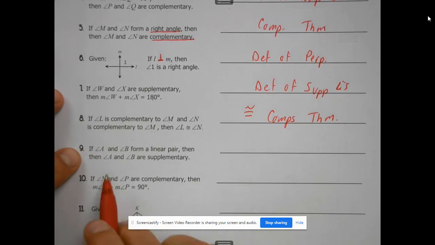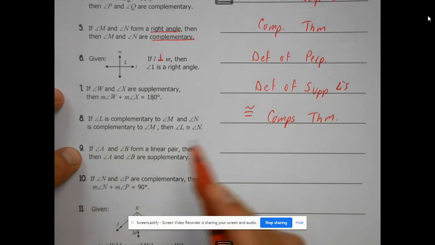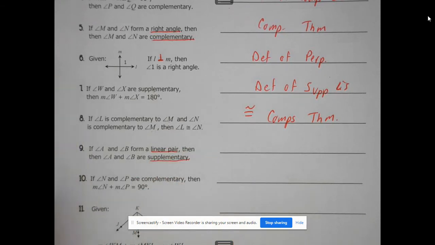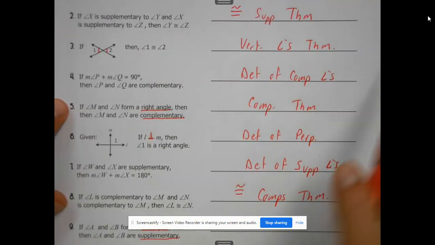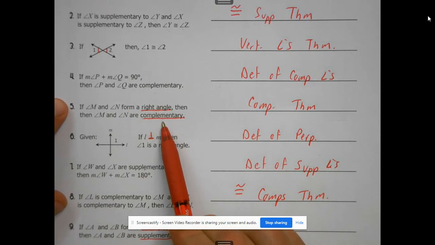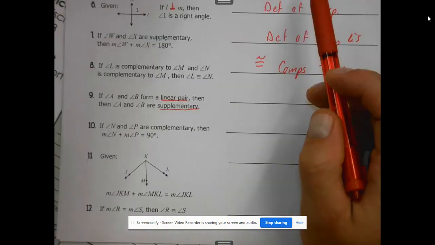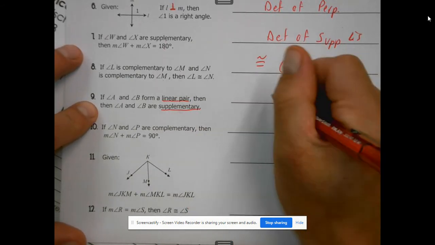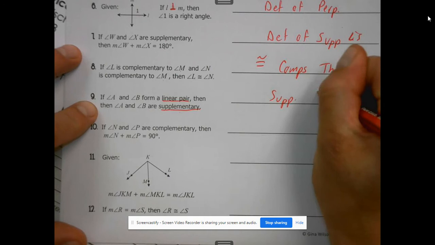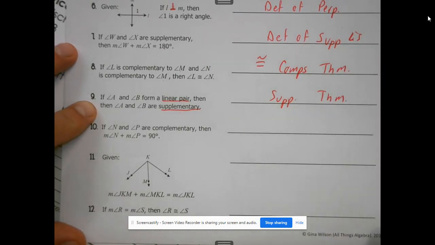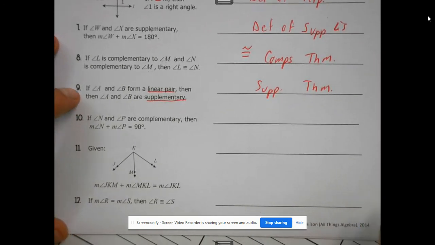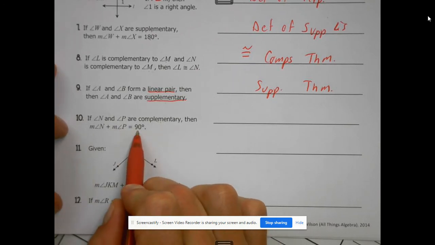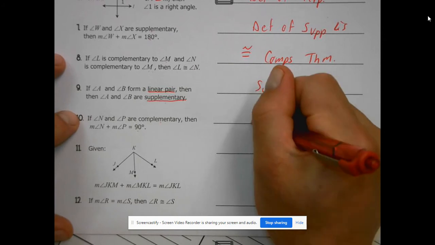Number 9: if A and B form a linear pair, then A and B are supplementary. Remember, just like up top, if a right angle is complementary, that's your complement theorem. Well, if it makes a linear pair and is supplementary, that is your supplement theorem. Number 10: if N and P are complementary, then they have to equal 90. That's your definition of complementary again.